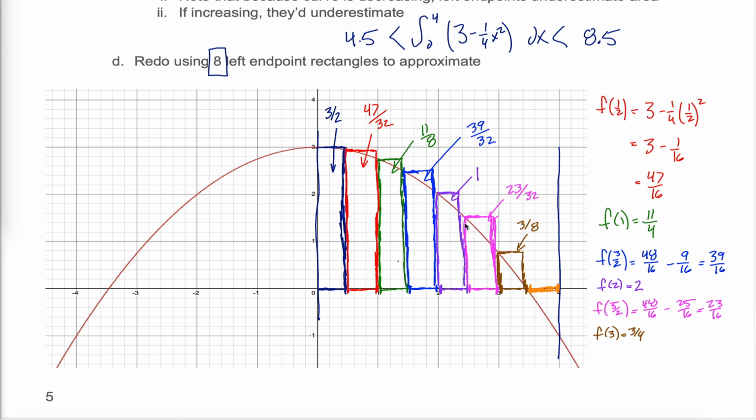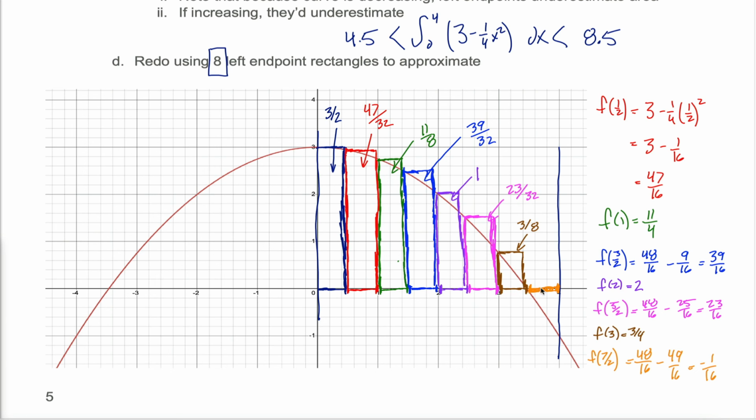And so continuing in that fashion until I get all the way down to this last rectangle. To figure out the height of this last rectangle, I look at its left endpoint. Its left endpoint is at 3.5 here, in other words, 7/2. So I figure out the height of the curve at 7/2 by taking 3, in other words, 48/16, and subtracting 1/4 times 7/2 squared. 7/2 squared is 49/4, and 1/4 times 49/4 is 49/16. 48/16 minus 49/16 is negative 1/16. Oh, right, the curve is slightly below the x-axis when the x value is 3.5.